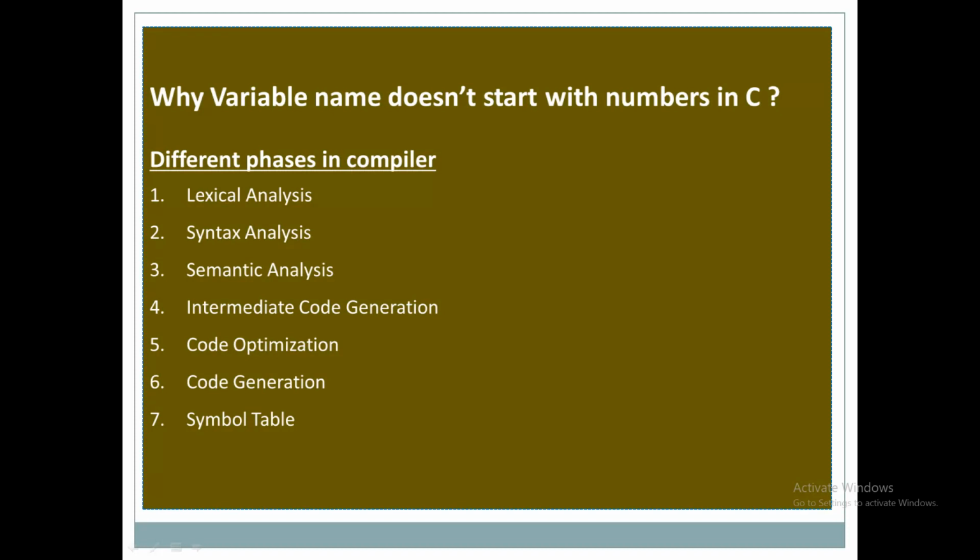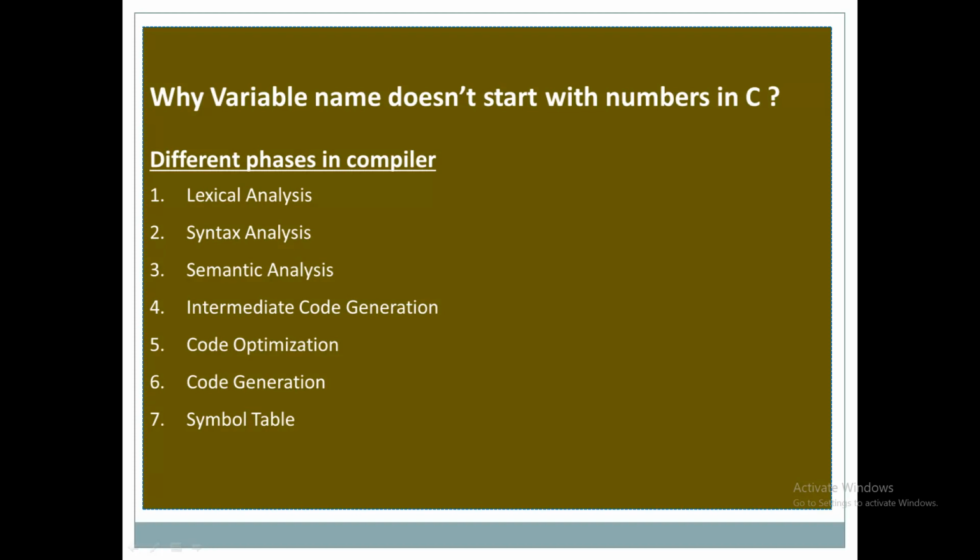So that is why the compiler will be in a confused state, trying to determine whether that is a digit, a number, or an identifier. Normally, compilers determine valid identifiers just by checking the first character, to improve your code optimization. So that's why a variable name doesn't start with numbers in C.